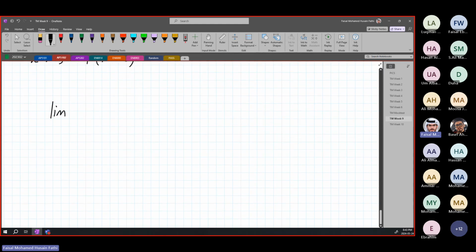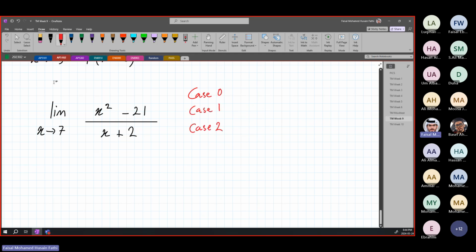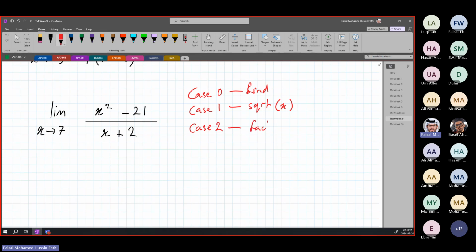The limit as x goes to 7 of x squared minus 21 over x plus 2. Which case is this? Is this case 0, case 1, or case 2? Which case applies here? Case 0 means you just substitute and directly find the answer. Case 1, if you remember, is square root of x. Or case 2, factorizing the formula.